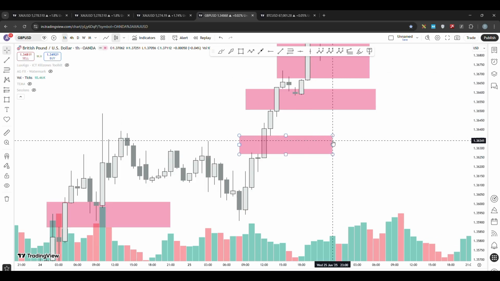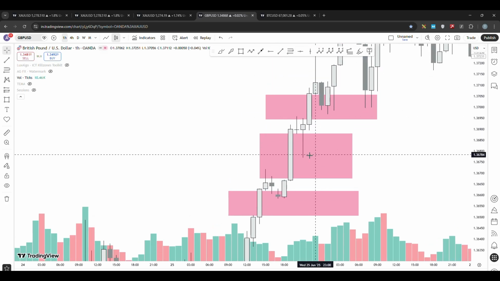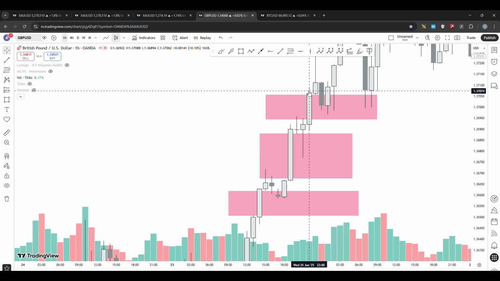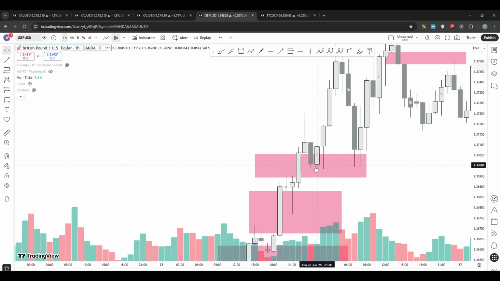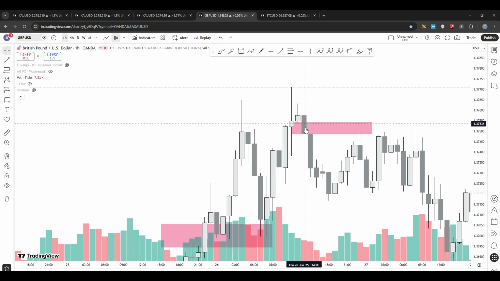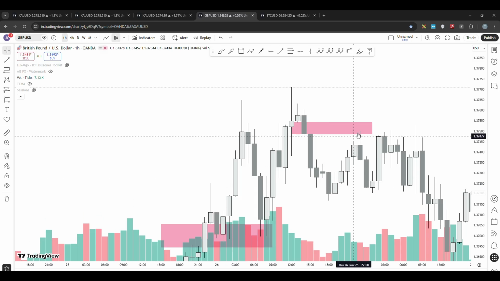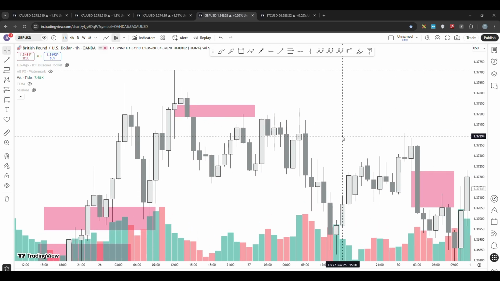Now let's see some more examples. So here again, we can see that market has created another fair value gap, tapped into it, and then market pushed higher. Once again, market creates this fair value gap, taps into it, and then market pushes higher. Once again, now this is for a bearish market. So market drops, taps into this fair value gap, and from here market drops to the downside.